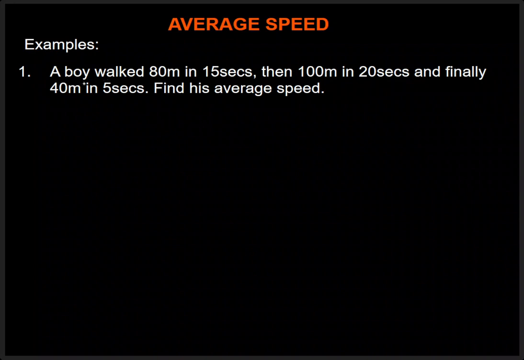Like taking this question for an example. Number one: a boy walked 80 meters in 15 seconds, then 100 meters in 20 seconds, and finally 40 meters in 5 seconds. So these are the different distances and times covered in a journey. We are now going to look at the overall speed for the journey. So let's see how we calculate this.